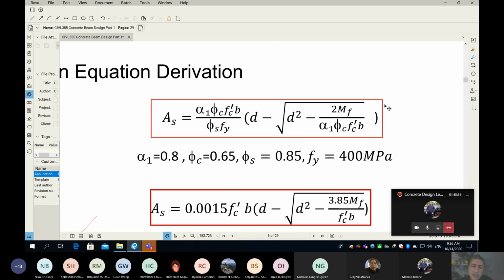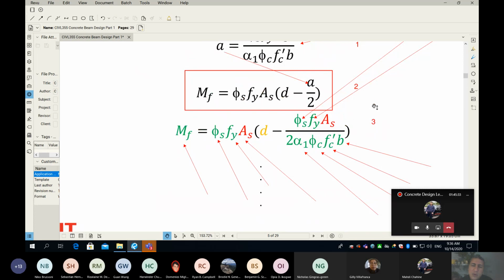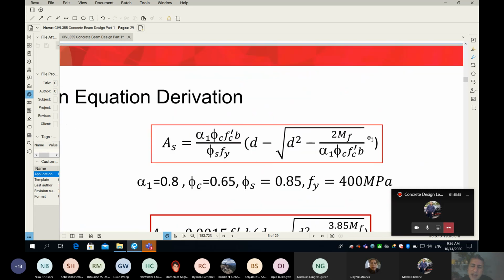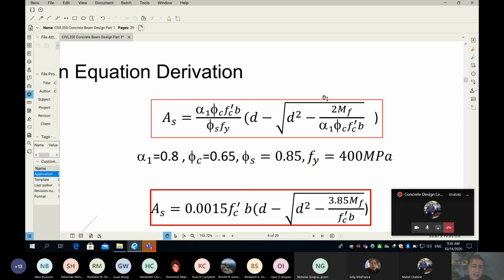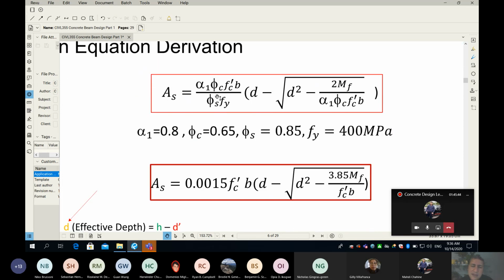Everything on the right side is known because we have only one unknown here. I didn't color everything green, but you can imagine all those are known. Now, let me think about this equation. It has alpha 1, phi c, phi s, and f_y. What do you think about those numbers? Those are kind of constant.